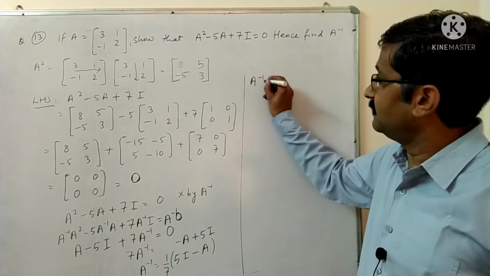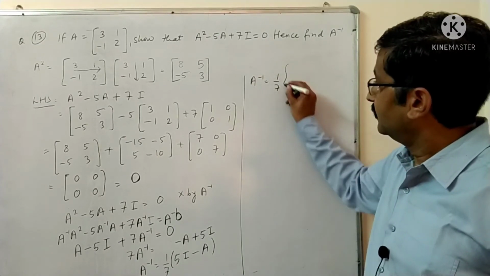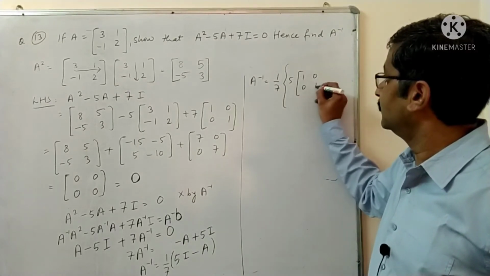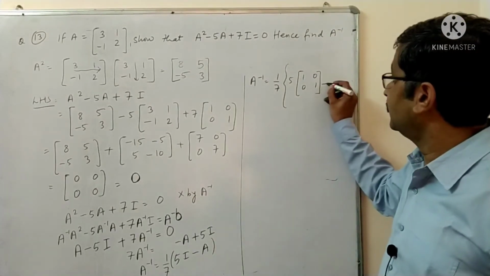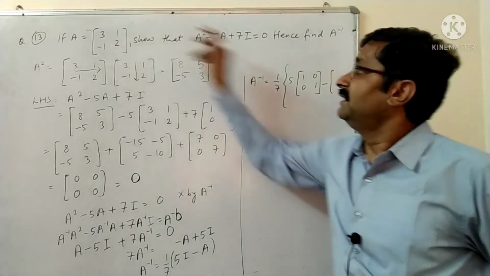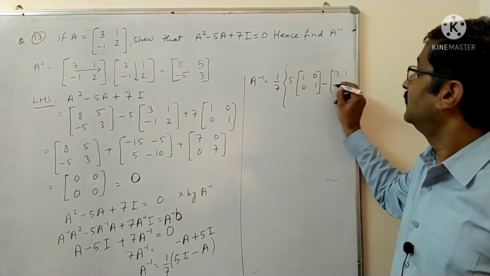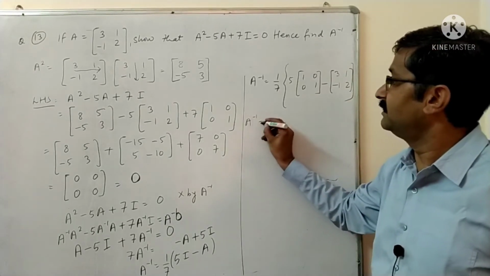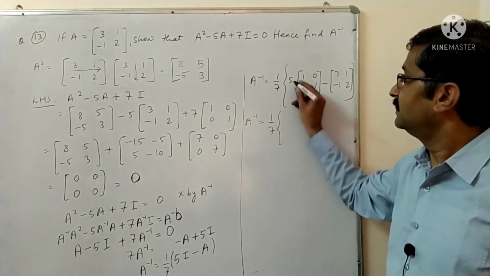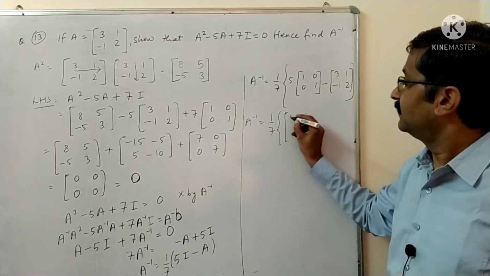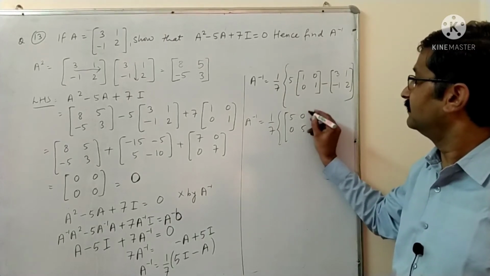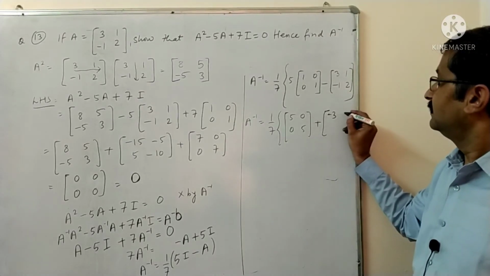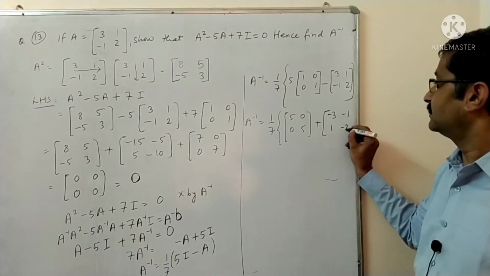So A inverse will be equal to 1 upon 7 and whole bracket 5I. 5I means 1 0 0 1. Okay. And minus A. A is what? 3 1 minus 1 and 2. Okay. This you have to solve. So A inverse will be equal to 1 upon 7. This you multiply. What we get? 5 0 0 and 5. Minus you multiply minus 3, minus 1, 1 and minus 2.